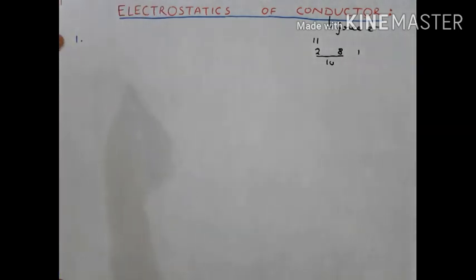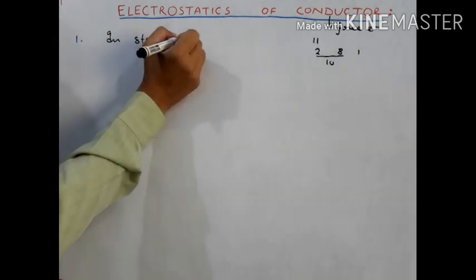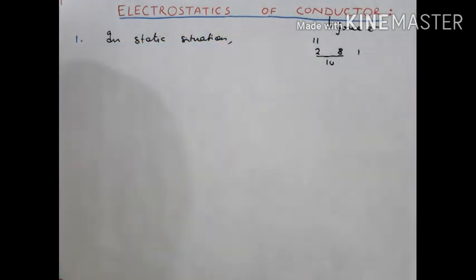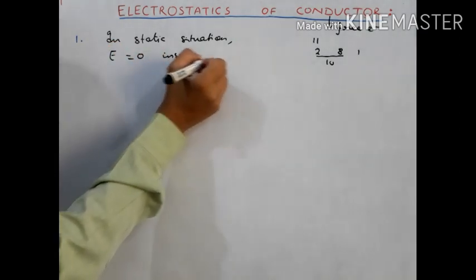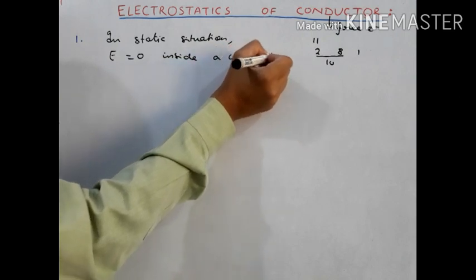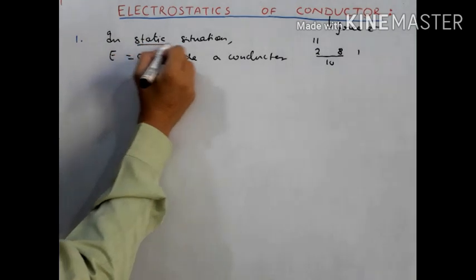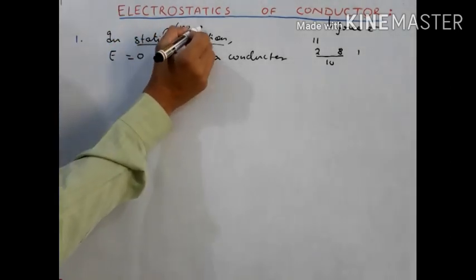With this concept in mind, the first property that I would like to discuss is that in a static situation, the electric field is zero inside a conductor. Very important point. Any conductor, if you take in a static situation, first we have to understand the meaning of static situation. Static situation means that condition when there is no current in the conductor.